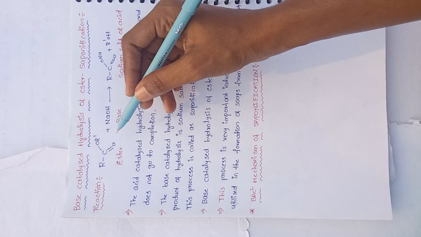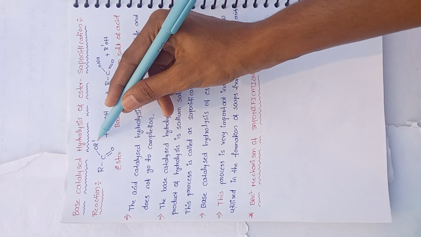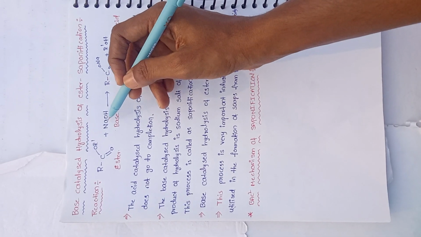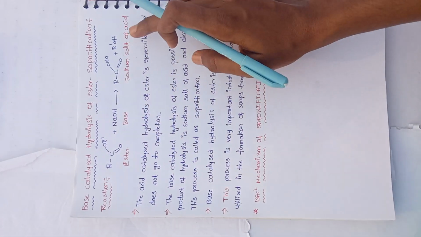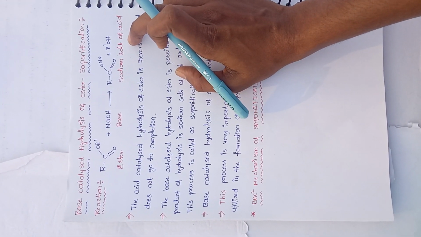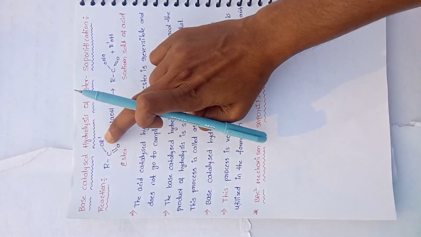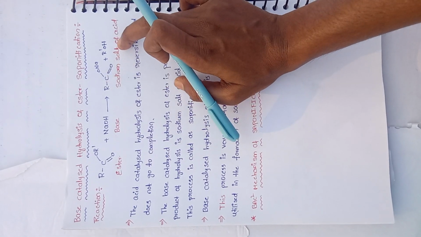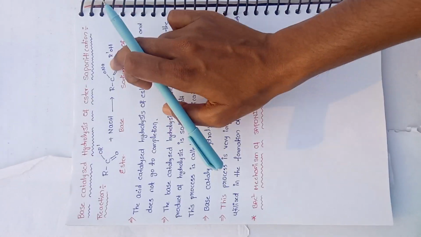So coming to the topic, base catalyzed hydrolysis of ester, that means saponification. What is the reaction? This is the ester, RCOOR', and this is NaOH, that means this is the base. These are all reactants, and these are the products. The product is the sodium salt of acid. What is the sodium salt of acid? RCOONa, where R' is replaced by Na. What else is formed? R'OH is the byproduct. So this is the reaction.